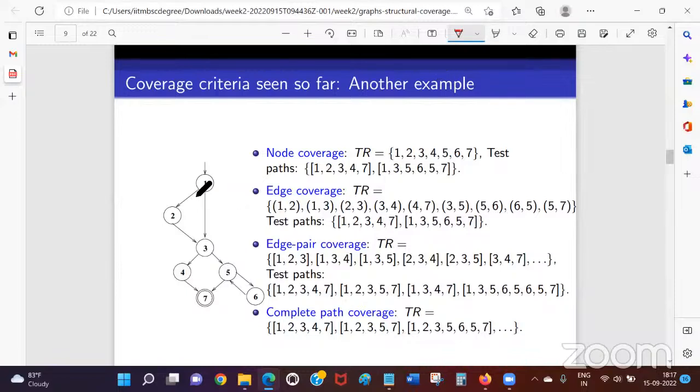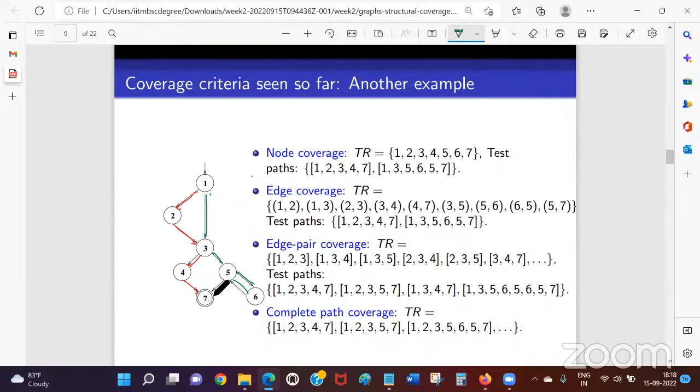If I have to cover all the nodes from 1, I can go like this, then like this, and then further like this. This could be one path. Then another path could be, so still it is not node coverage because you have covered only 1, 2, 3, 4, 7, right? So another way you can go 1 to 3, 3 to 5, 5 to 6, 6 to 5, then 5 to 7, right?